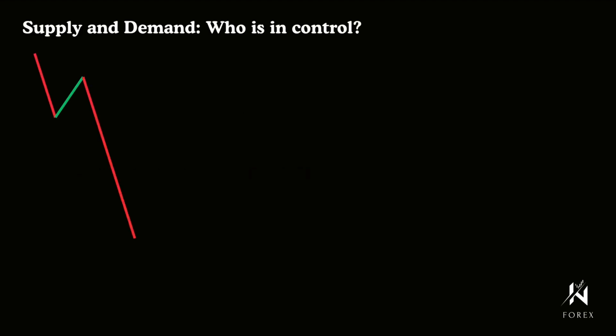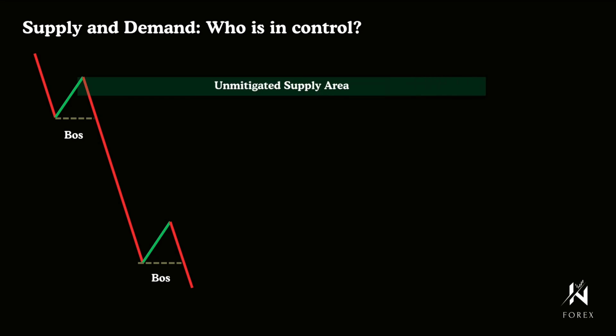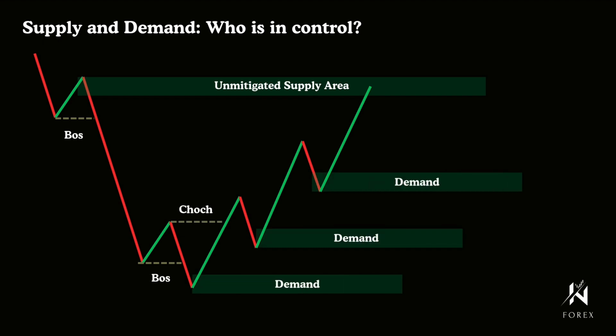Here we see a downtrend in motion made up of bearish, impulsive and corrective phases. Each time the market breaks structure, a new supply zone is generated. This becomes the nearest active supply zone, and as long as price remains beneath it, supply holds control. However, if price breaks and closes above this zone, then demand takes over and a new demand zone emerges.